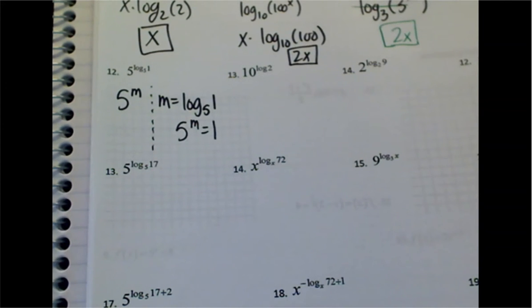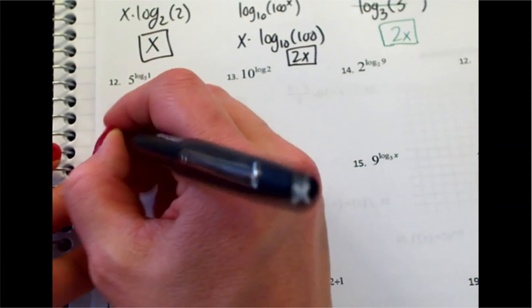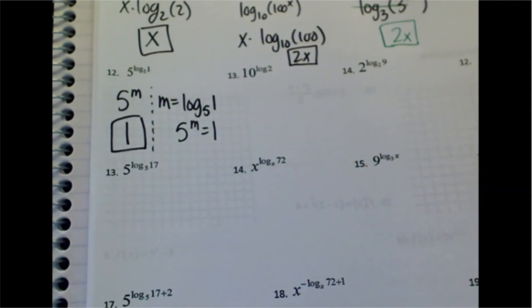Am I trying to figure out what 5 to the m is? It's 1. Because log 5 and 5 cancel out. But this is why they cancel out. It feels like magic, but it really does work.